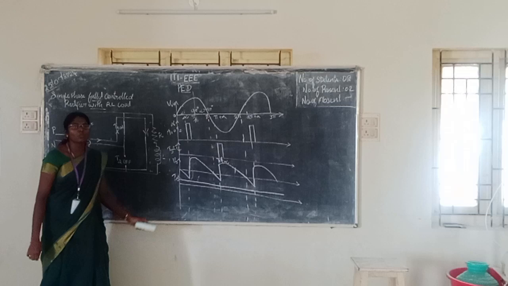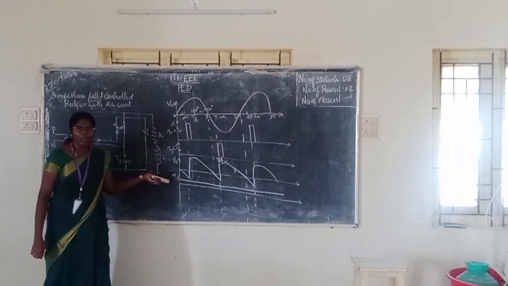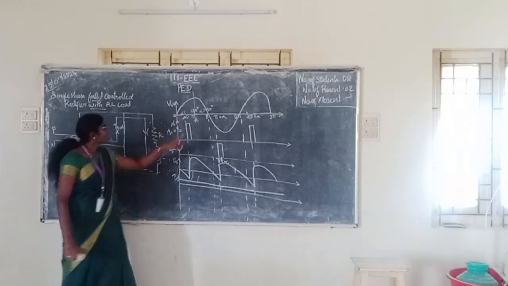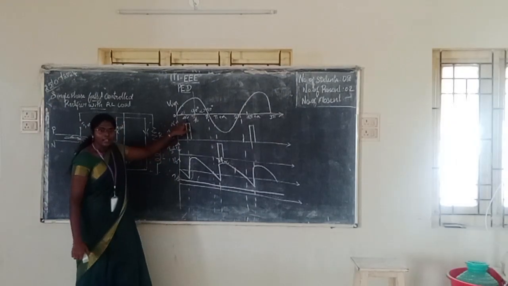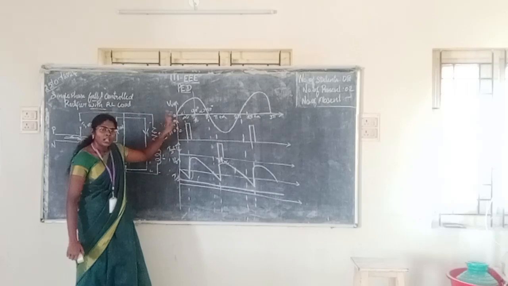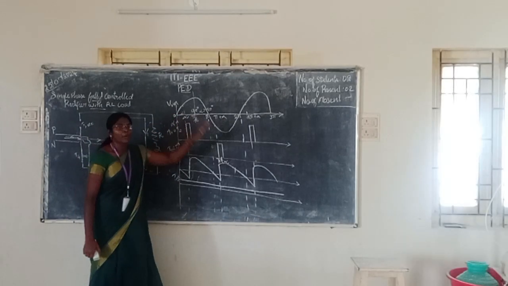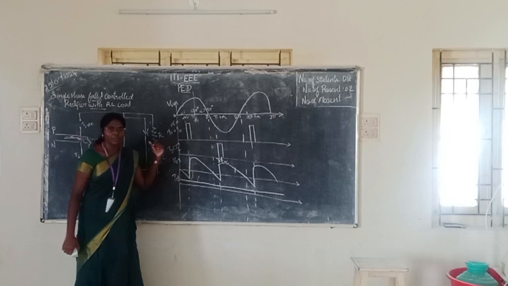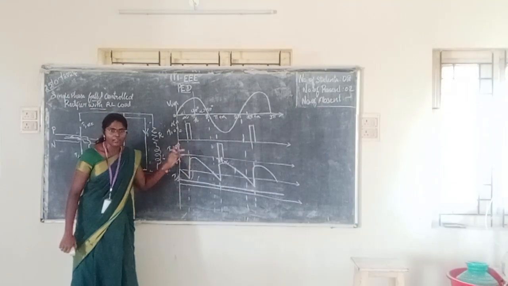We have to study the two modes of operation also in the RL. Initially we have seen for alpha that is less than 90 degree. Can you follow me? Initially, everything we have seen is alpha less than 90 degree. Now we are going to see another mode, that is alpha greater than 90 degree, specifically for fully controlled rectifier with RL.